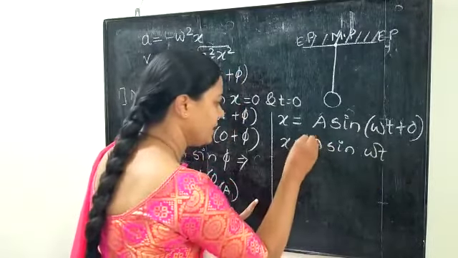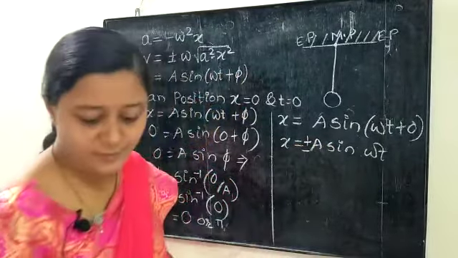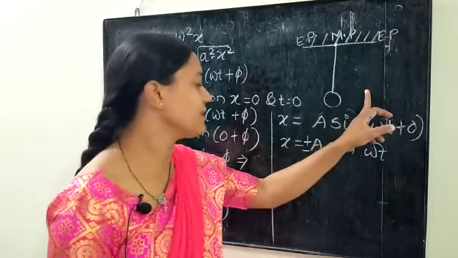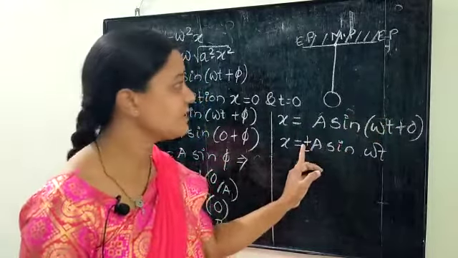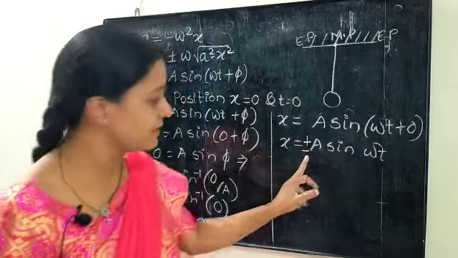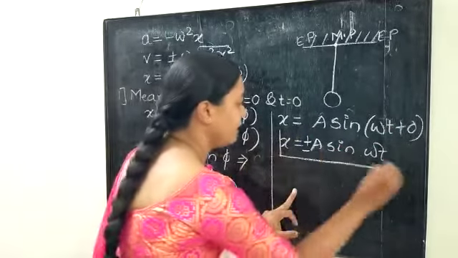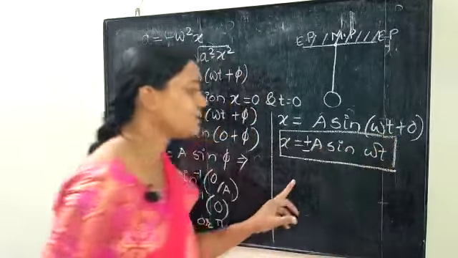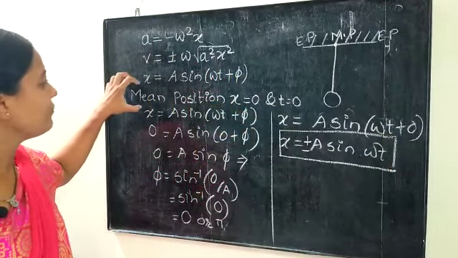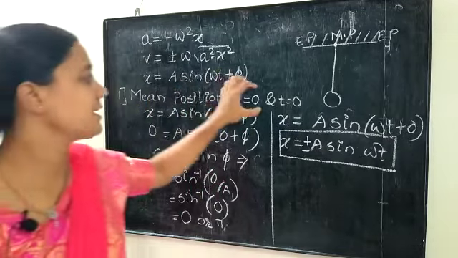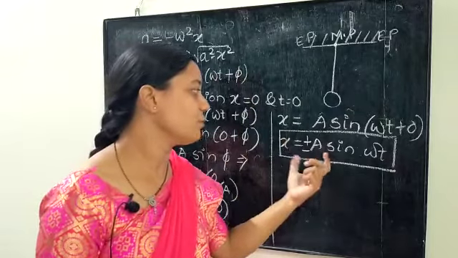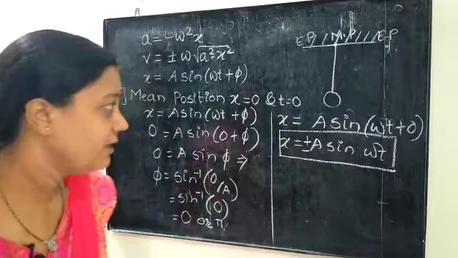But we will consider plus or minus here. Why this plus or minus? If the particle starts motion towards the positive extreme position, then we consider the positive sign, and if the particle starts motion towards the negative position, then we consider the negative sign. So here we get x equals plus or minus a sin omega t. This is our first case, that is, at the mean position x equals 0 and t equals 0, and we get x equals plus or minus a sin omega t.